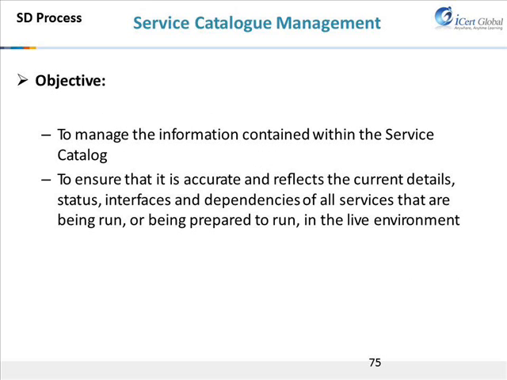Objective. The objectives of the service catalog management process are to manage the information contained within the service catalog, to ensure that it is accurate and reflects the current details, status, interfaces and dependencies of all services that are being run, or being prepared to run, in the live environment.